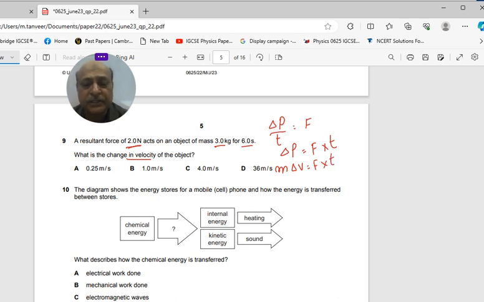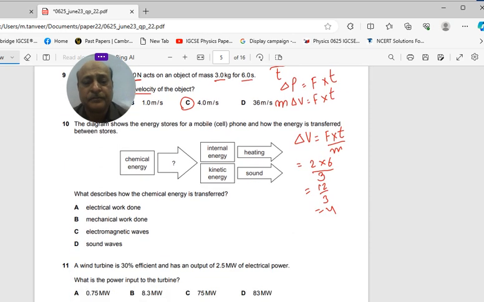In the question, mass is given 3 kg. You have to find the velocity. So delta V will become F into T divided by M. Just put the values. F is 2 Newton, time is 6 seconds, and mass is 3 kilogram. Resultant force F is 2 Newton, acts on mass of 3 kilogram. So it will become 12 divided by 3. So velocity will be 4. So 4.0, this is the correct option.